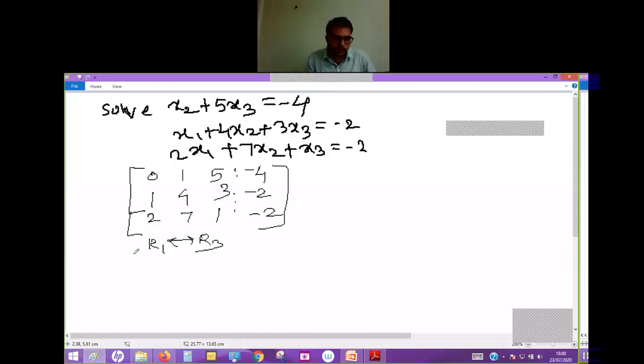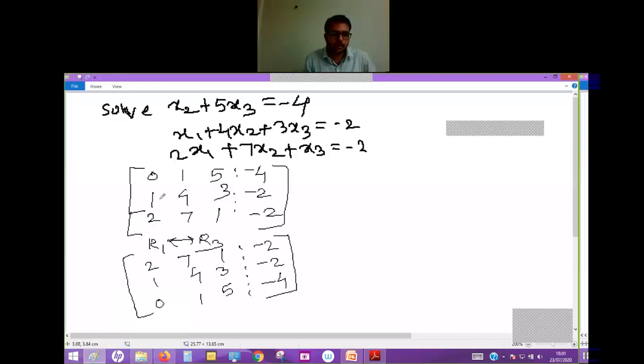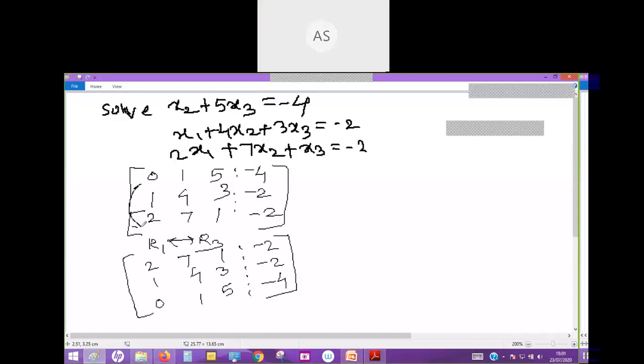So after doing this, what I will get is 2 7 1 and -2 as it is, then 1 4 3 -2 as it is, and then 0 1 5 -4. Okay, so what I have done here is I have just exchanged these two rows.